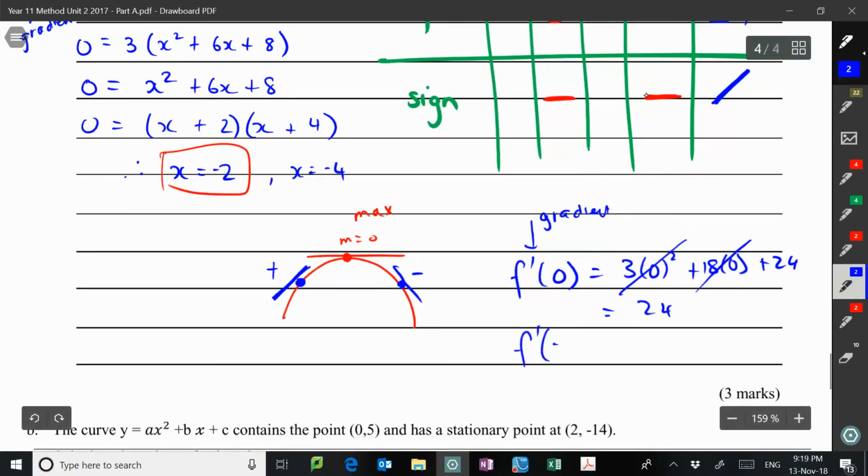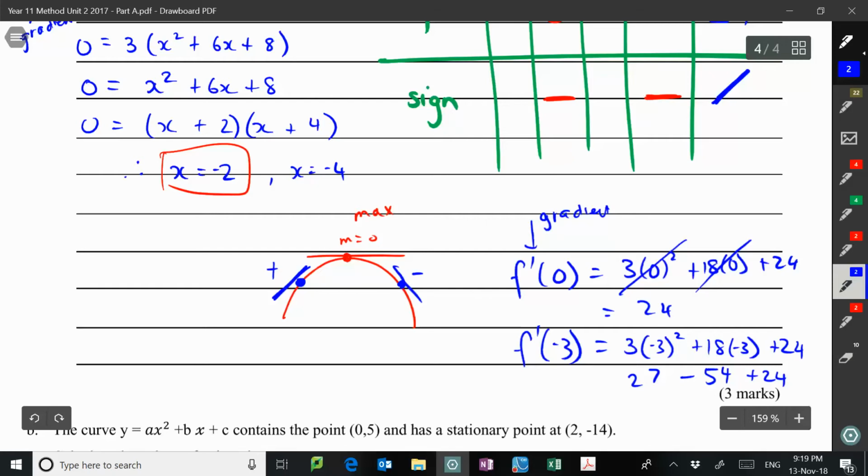So f dash of -3. If I sub -3 in, 3 times -3 squared plus 18 times -3 plus 24. Here we go. -3 squared is 9. 9 times 3 is 27. Minus, oh my god, what's 18 times 3? That's 54, I think. Am I right? Let me double check that. 3 times 8 is 24, carry the 2. 3 times 1 is 3, plus 2 is 5, so 54. All right, cool. So 27 minus 54 plus 24.